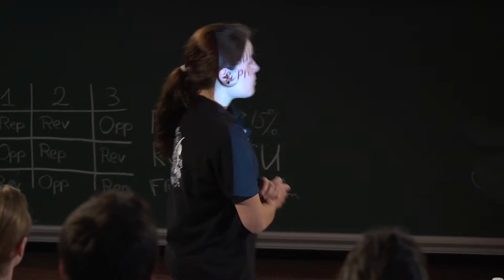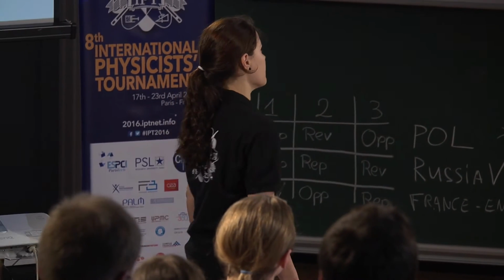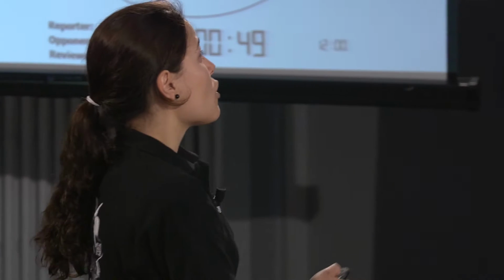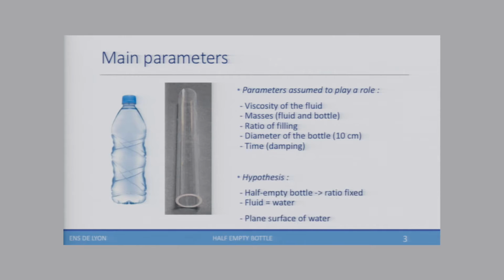So first, the main parameters in this study. The main parameters are first the viscosity of the fluid. It's also the masses, both of the fluid and the bottle. You can also consider the ratio of filling, the diameter of the bottle, and the time for the damping of the oscillations. Because of the shape of the bottle, we have decided to use a cylindrical tube for all our study. So, let's speak about the hypothesis of the problem.